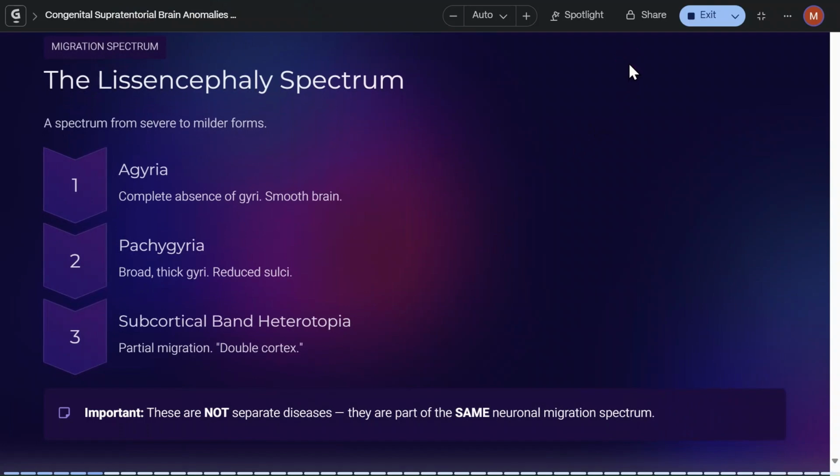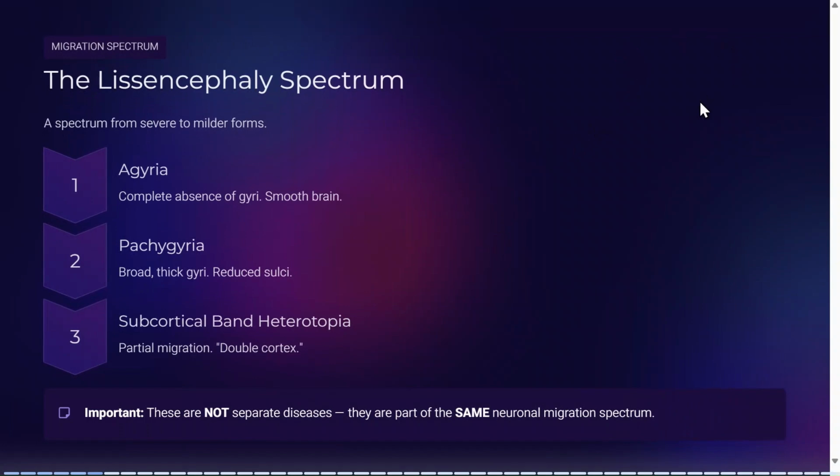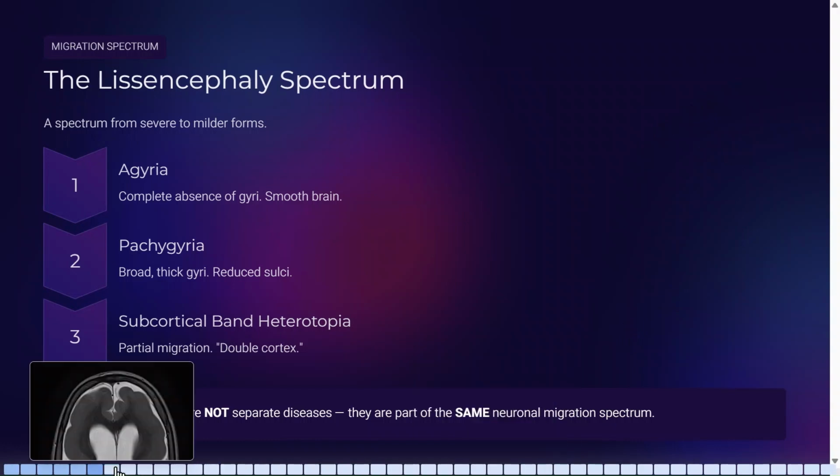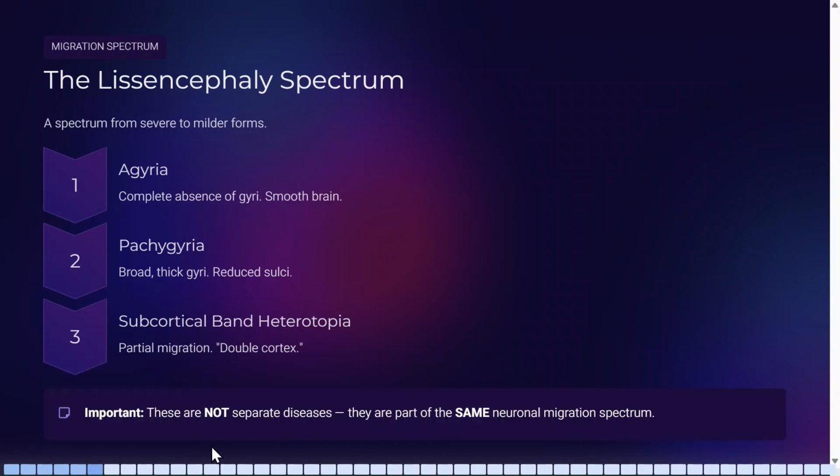Now coming to the Lissencephaly spectrum. Lissencephaly is not a single disease; it's actually a spectrum from most severe to mildest. Agyria means complete absence of gyri, where A means absent: a smooth brain. Pachygyria means broad and thick gyri and reduced sulci. And lastly, we have subcortical band heterotopia, partial migration of the neurons leading to a double cortex. These are not separate diseases; they are actually part of the same neuronal migration spectrum.